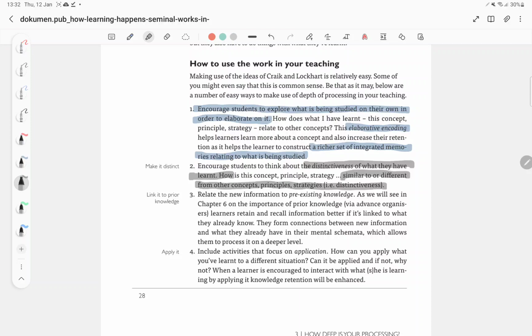Thirdly, you want them to relate the information to pre-existing knowledge. You want to make sure that they form connections between the new information and what they already have in their schemata. That's going to enable it to get to a deeper level.